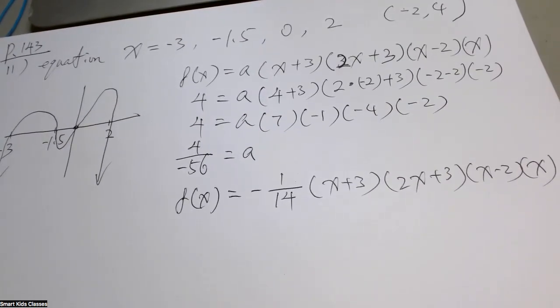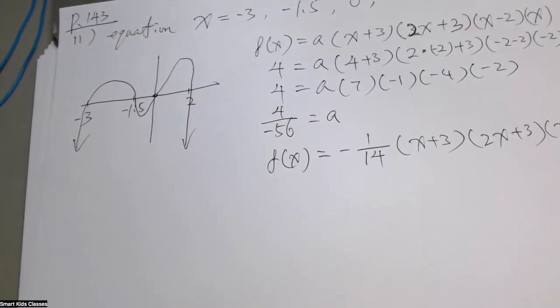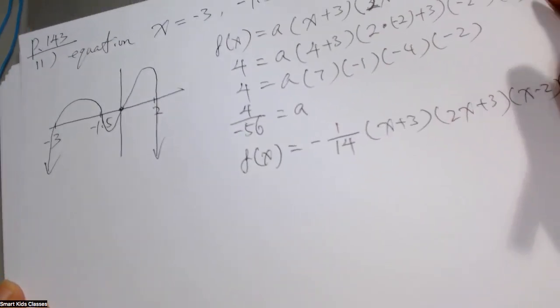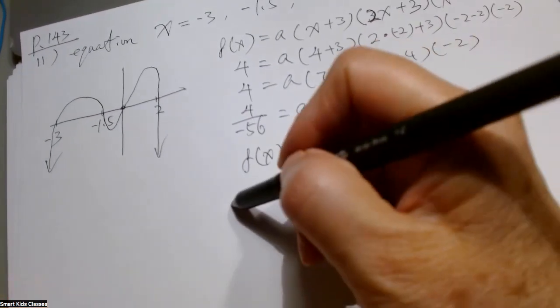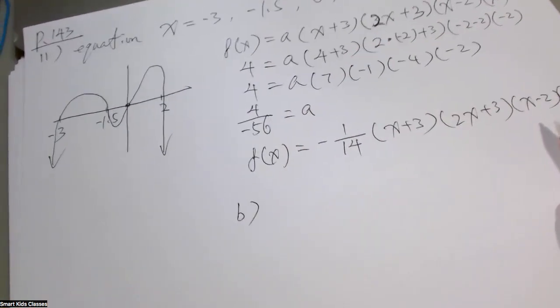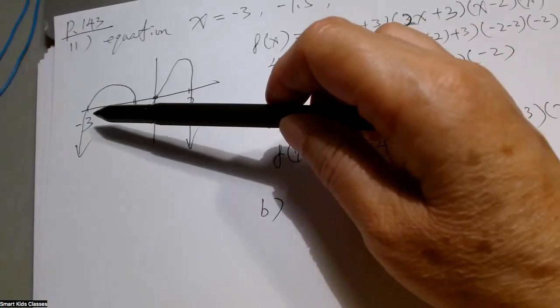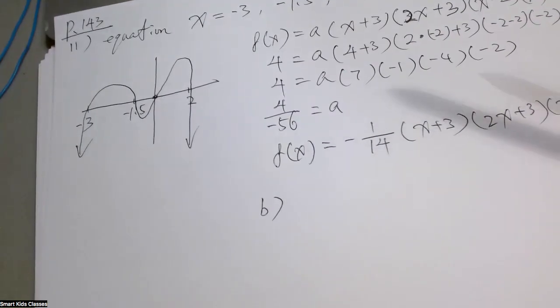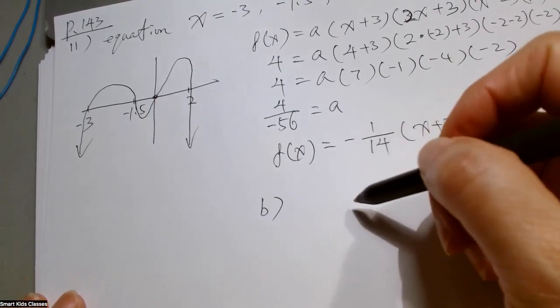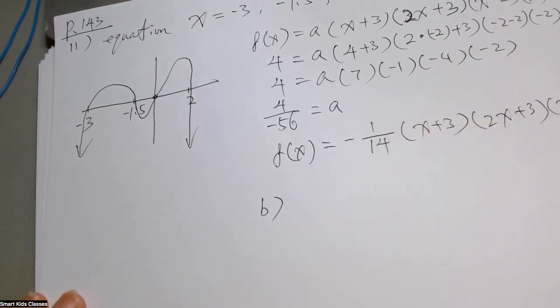B is asking, use the graph to identify the intervals below the x-axis. I move the camera a little bit to this side for your view. For B, you're going to see from negative infinity to negative 3, it's below the x-axis. So you're going to write the first interval here.